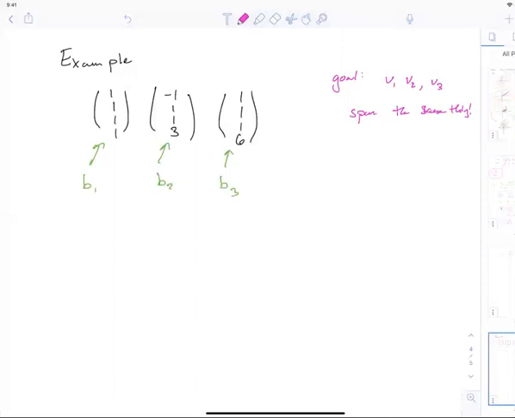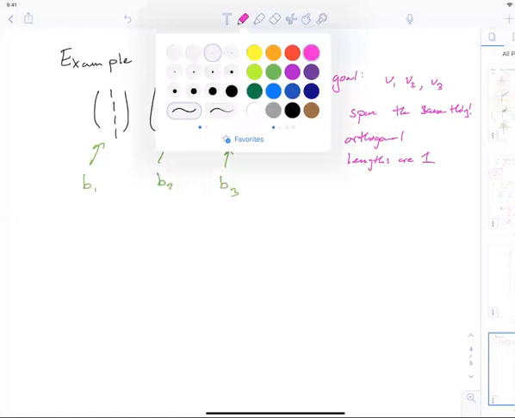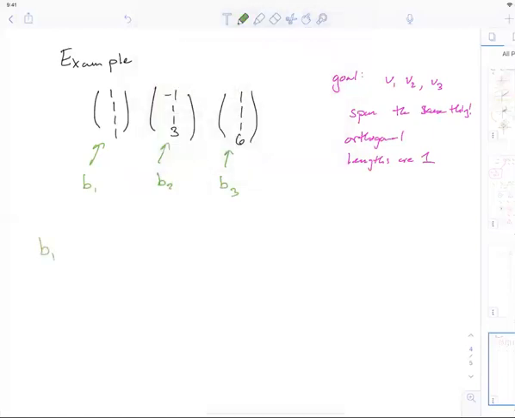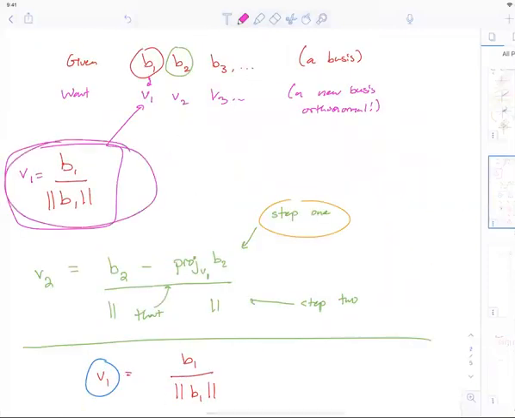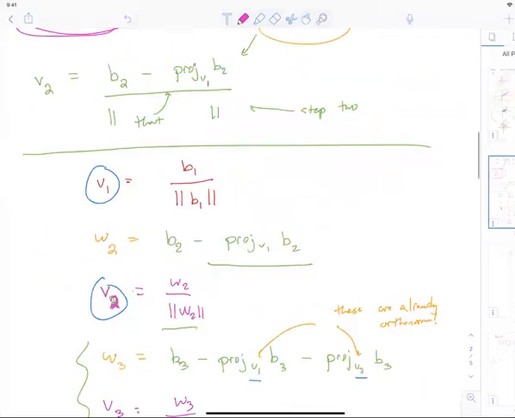They have to be orthogonal and their lengths have to be 1. So we're going to apply the same process as before to achieve this goal. The first one that we did was B1. What we did is we just normalized this. We divided it by the norm, and that gave us V1 right away. Just like before, the very first step is to normalize the first vector, dividing by its norm to get a vector of length 1.